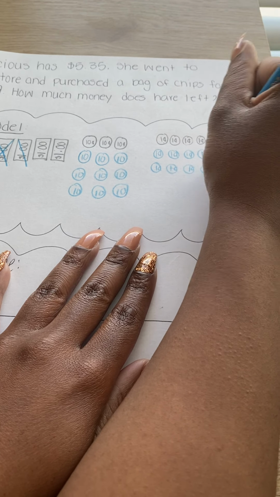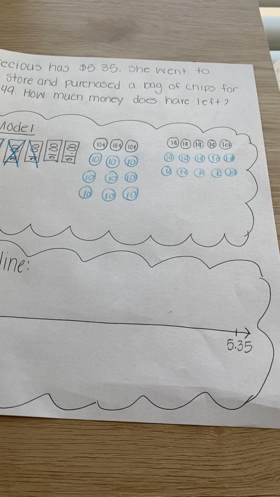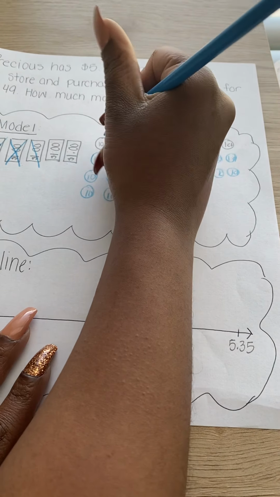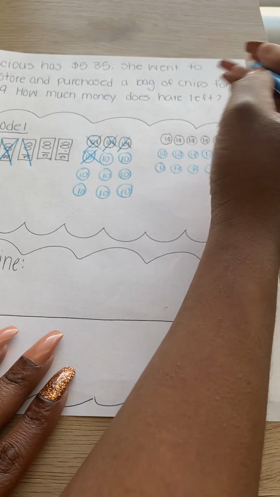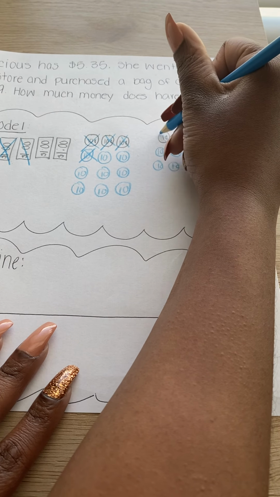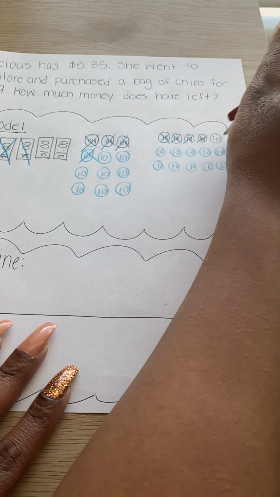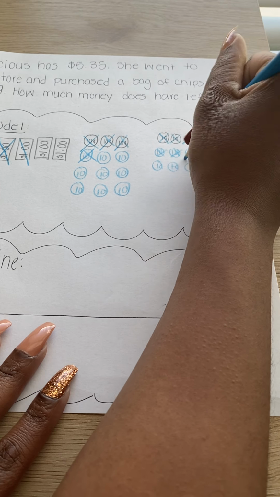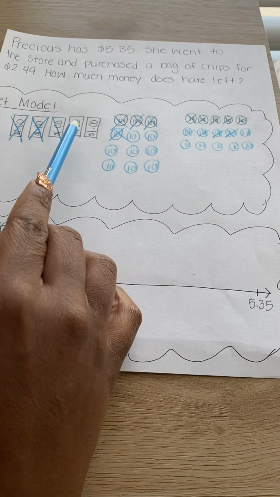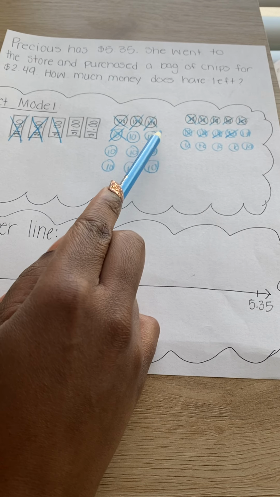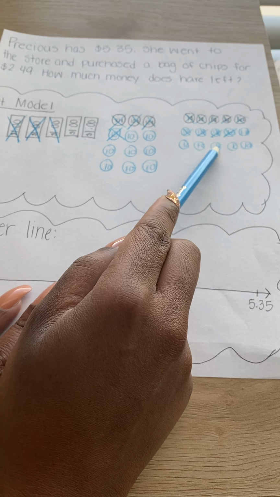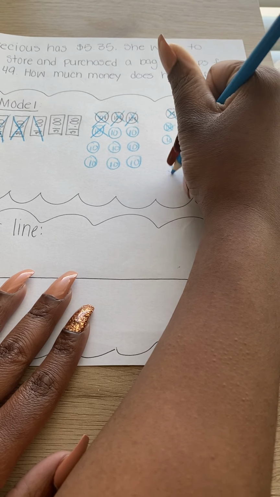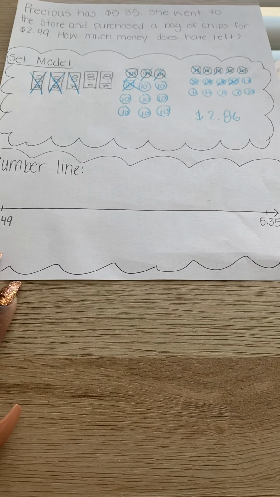Okay, and now I'm going to go in and finish subtracting. So I'm going to get rid of 40. So 10, 20, 30, 40. Okay, and then now I'm going to get rid of 9. 1, 2, 3, 4, 5, 6, 7, 8, 9. And now I need to count the change that's left. So that's $2, 10, 20, 30, 40, 50, 60, 70, 80, 81, 82, 83, 84, 85, 86. So my answer once again is $2.86.